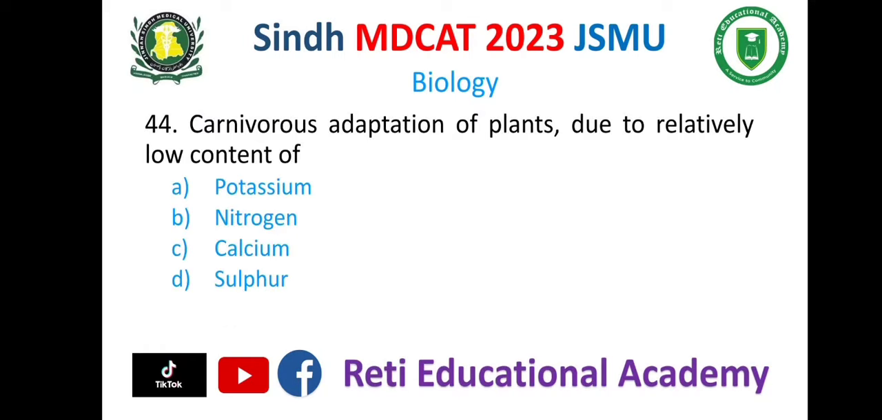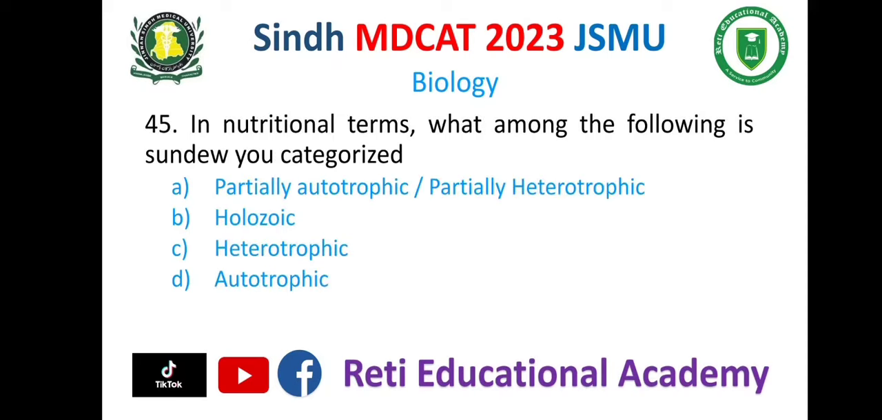Question number 44. Carnivorous adaptation of plants is due to relatively low content of A. Potassium, B. Nitrogen, C. Calcium, D. Sulfur. And the correct answer is B. Nitrogen. Question number 45. In nutritional terms, what among the following is sundew categorized? A. Partially autotrophic, partially heterotrophic, B. Holozoic, C. Heterotrophic, D. Autotrophic. And the correct option is A. Partially autotrophic and partially heterotrophic.